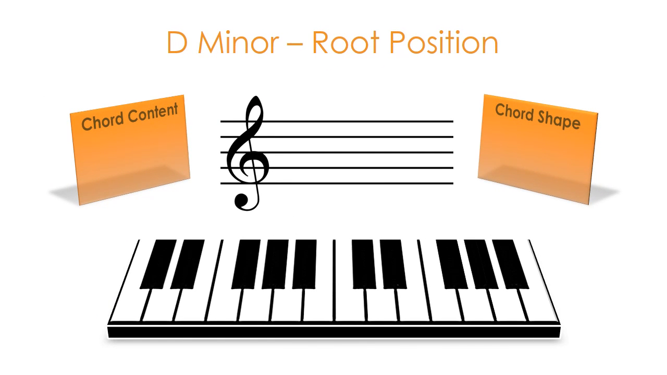Let's practice finding a D minor root position triad. Before playing, recall that the content of the chord is D, F, A. The shape of the chord is a stack of thirds, a 5-3 chord, and the placement of the root is at the bottom of the chord. Visualize it on the keyboard and on the staff.